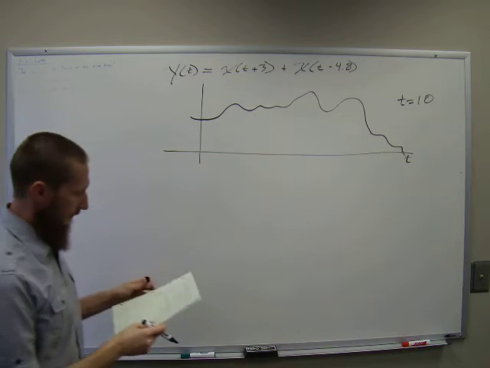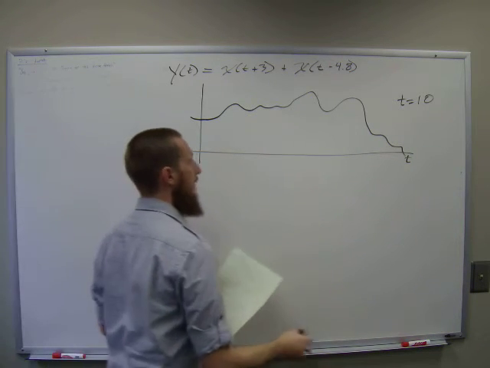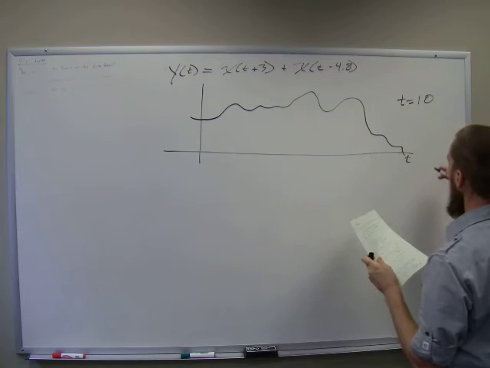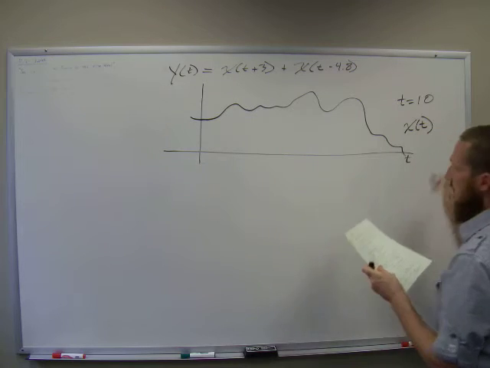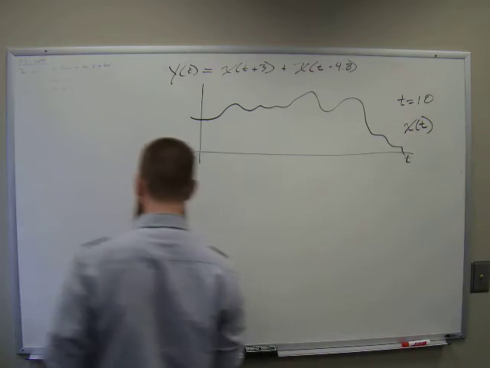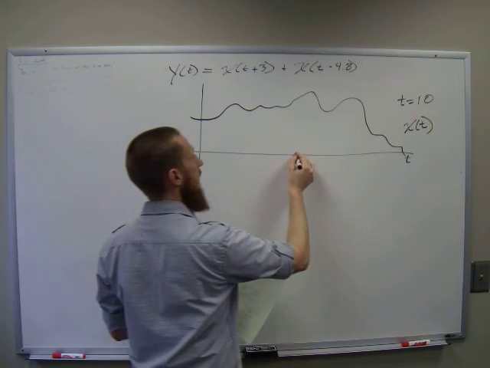Let's imagine that this is y of t. So this is the out, or I'm sorry, this is x of t. This is the input. We're going to build up the output. Let's say that right here is 10.